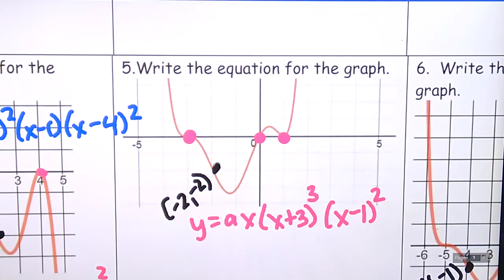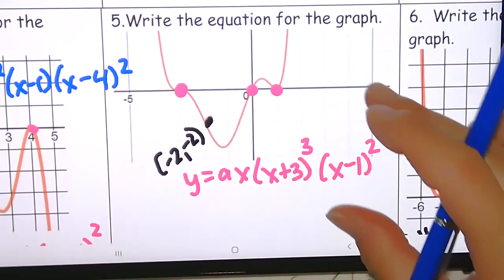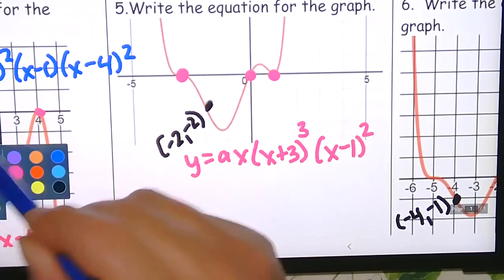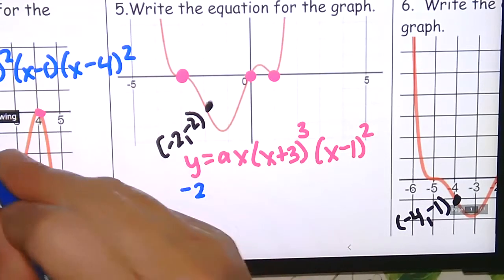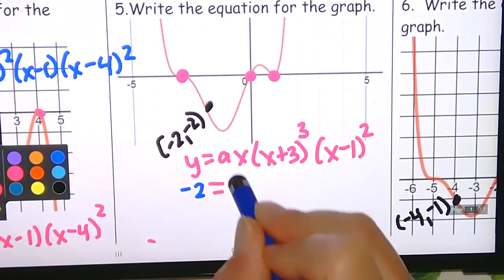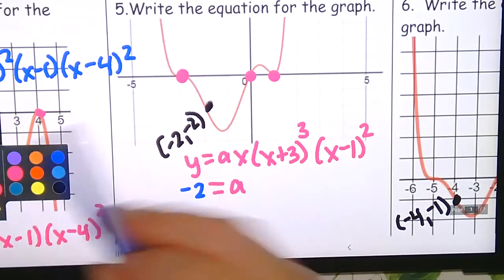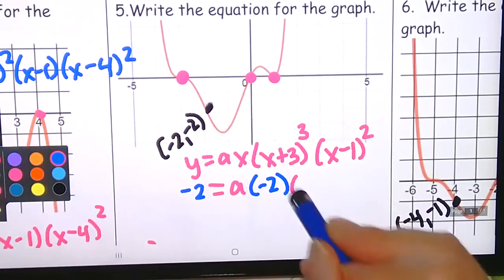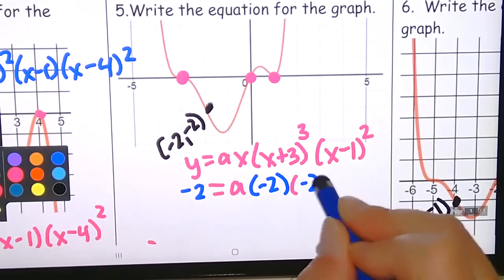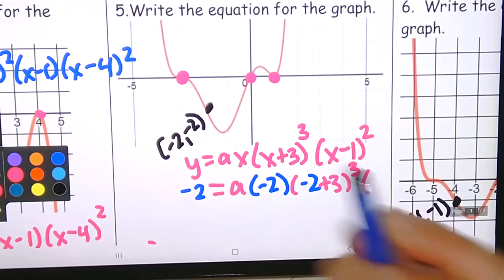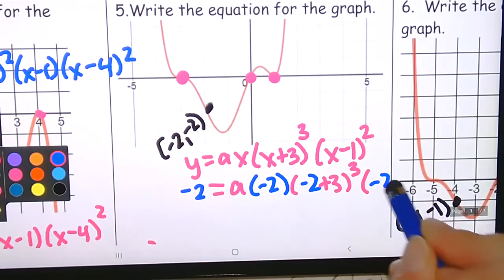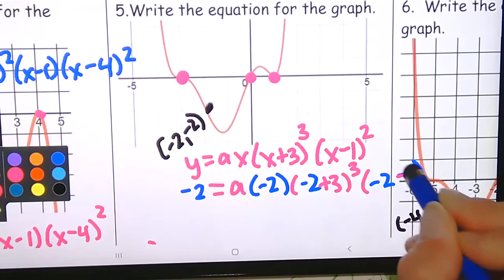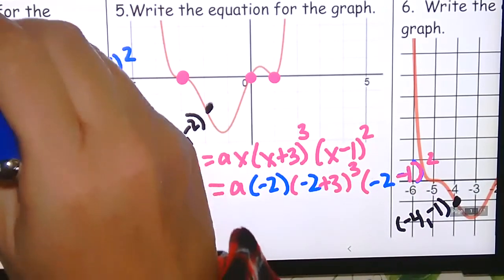And then I'm going to be using that point, negative 2 comma negative 2. And I'm going to put that in. So I'm going to go negative 2 equals a, times negative 2 times negative 2 plus 3 cubed times negative 2 minus 1 squared. Okay.